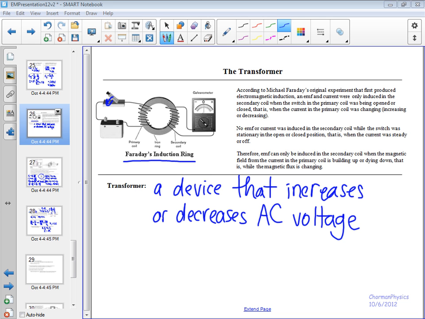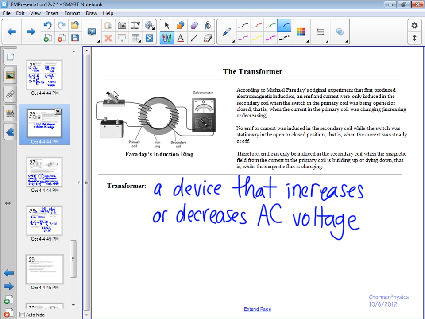In this video, we're going to talk about the transformer. When we talk about the transformer, it's actually good to talk about the historical context of which Faraday made his original discovery that a time-changing magnetic flux causes an EMF.